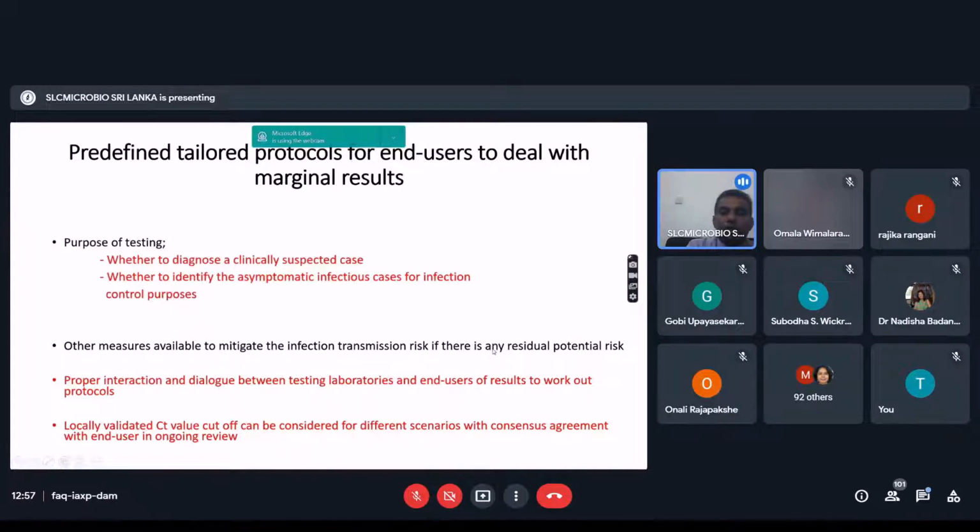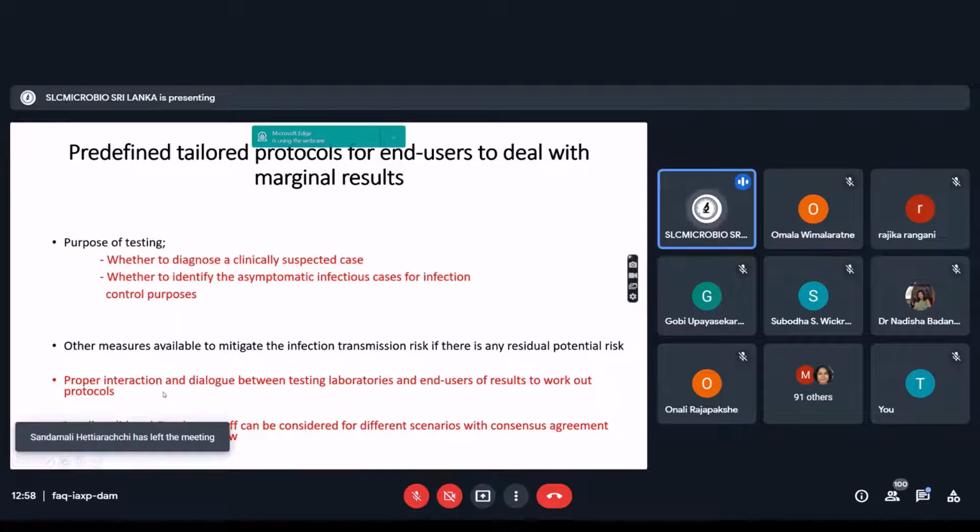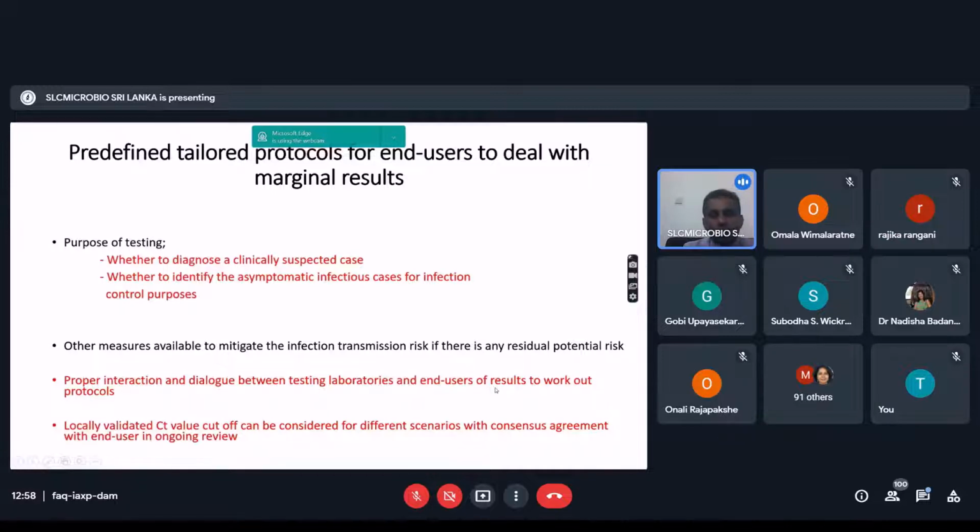In places where we can't have such additional measures, we might need to be more careful. In places where we can have a margin of error, then with additional practices for infection control, we might not need to bother too much about such results. So for all this, we need proper interaction and dialogue between testing laboratories and end users, meaning clinical teams and public health teams, to work out protocols.